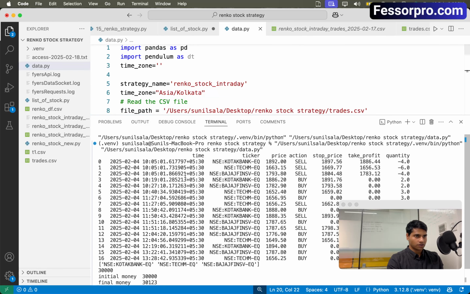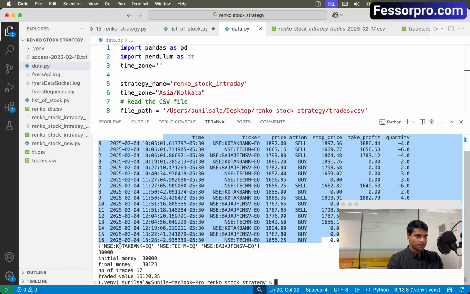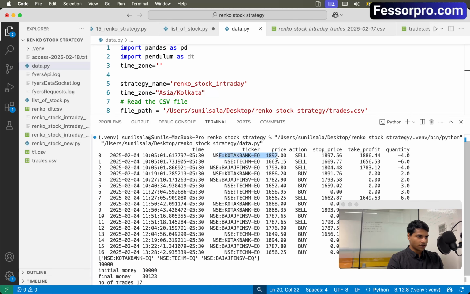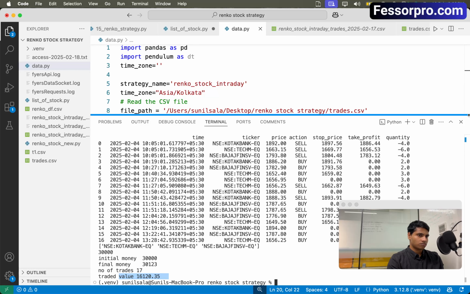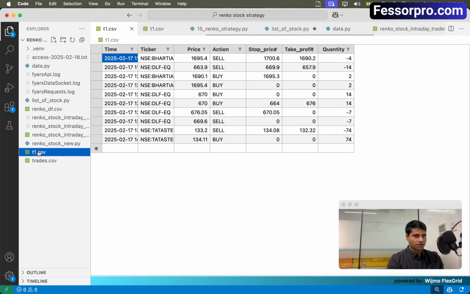So you can see these were the trades taken by me, and the initial capital invested was 30,000. 3 stocks I have taken. Like if you see, I have Kotak Bank, Tech, Bajaj. Right, only 3 stocks I've taken the trade in. 30,000 I've invested. I've got a return of 301 to 23, 123 rupees profit I've got. Number of trades were 17 and total traded value was 1,61,000.